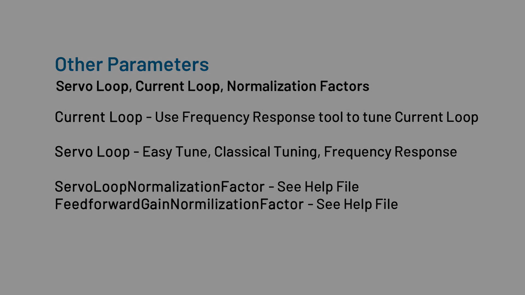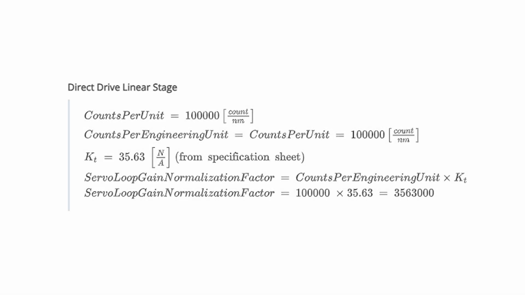So for those parameters, I would just like to refer you to the respective help file pages for the servo loop gain normalization factor and feed forward gain normalization factor parameters. As an example though, here's a sample of what would be required for calculating the servo loop normalization factor for a direct drive linear stage. There are other different variations of this for the different stage variations like ball screw or gear driven rotary stages. And all of these different variations and calculations can be found in the respective help file pages for the servo loop and feed forward gain normalization factor parameters.